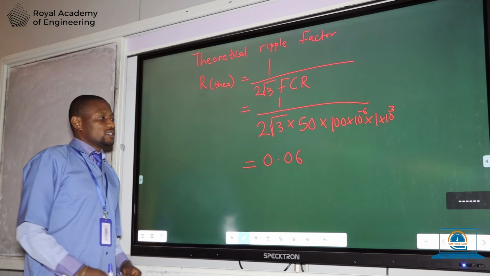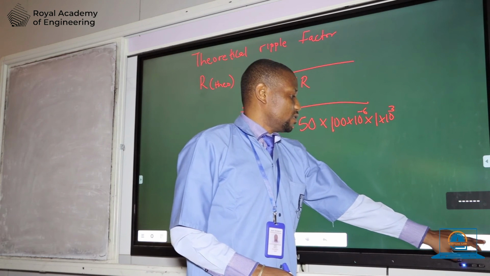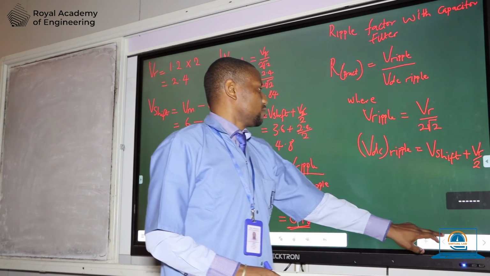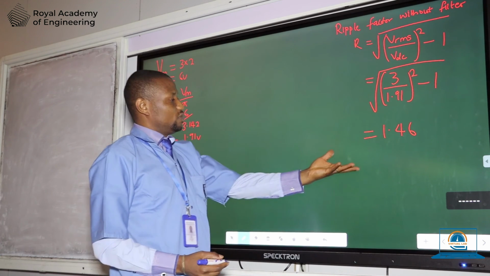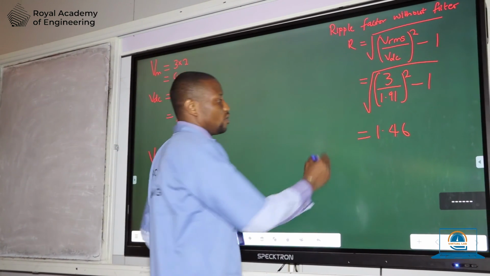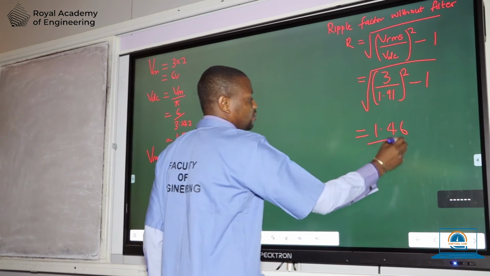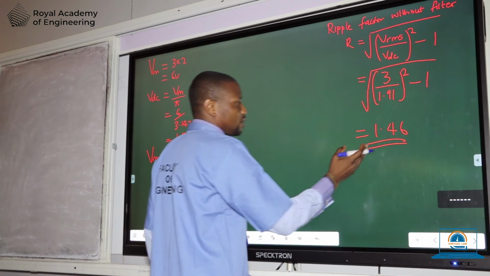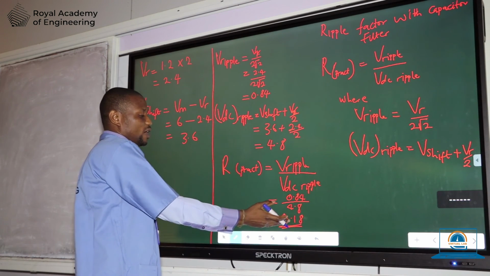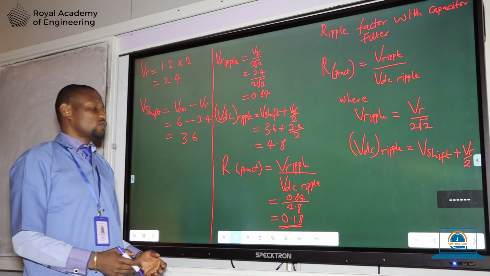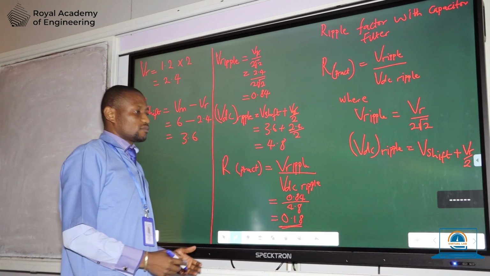With this, we can see clearly the differences in the values that we have calculated. When we have no filter to it, without filter, we're having a value of 1.46 as our ripple factor, and when we added filter to it, we have 0.18. This has shown us clearly that we can reduce ripples in our circuit using capacitor filter.